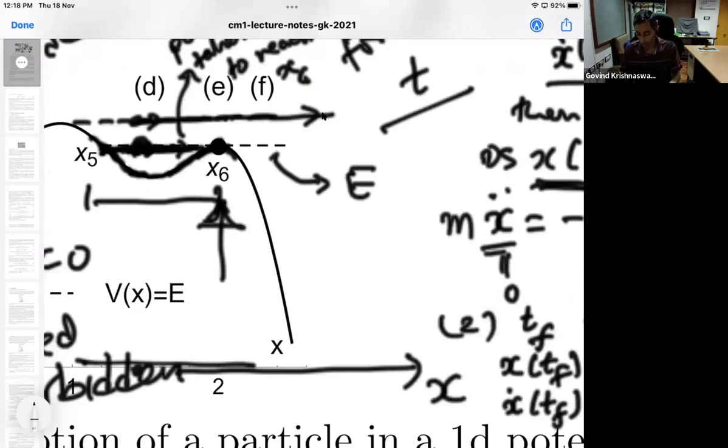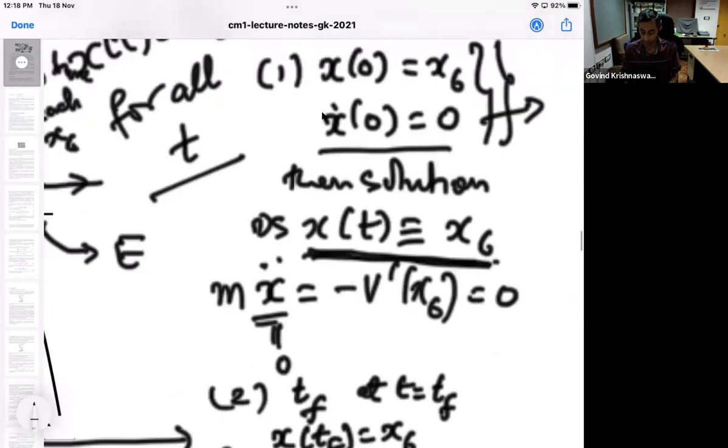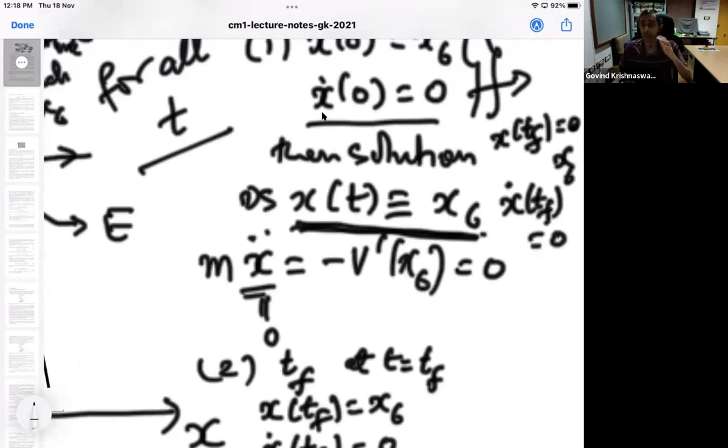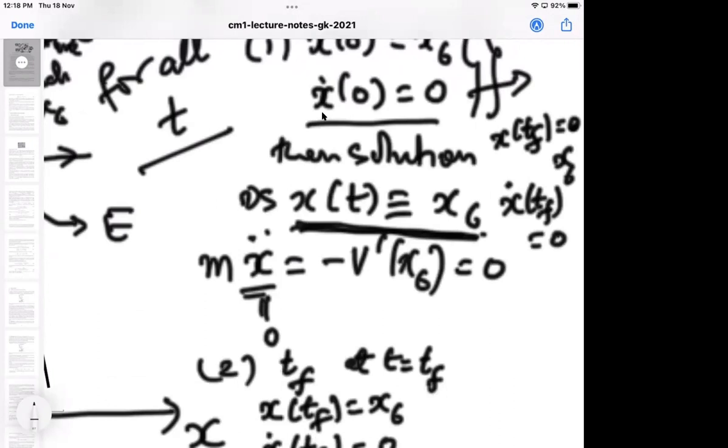Now compare these two solutions. Solution 1 also has similar conditions: x of TF is x6, and x dot of TF is 0. Okay, because it is over there forever and ever. Is that okay? Yes, sir. Okay, so here we are.